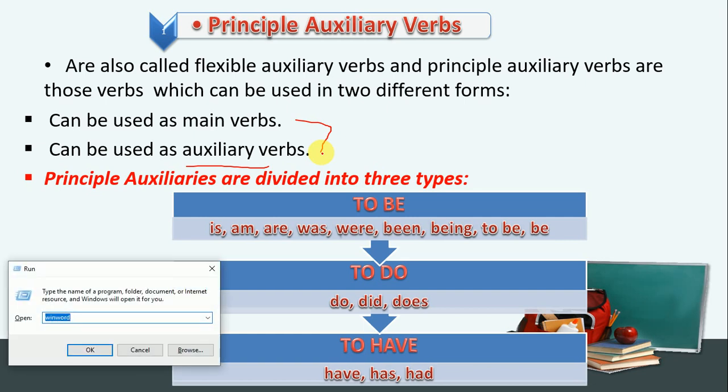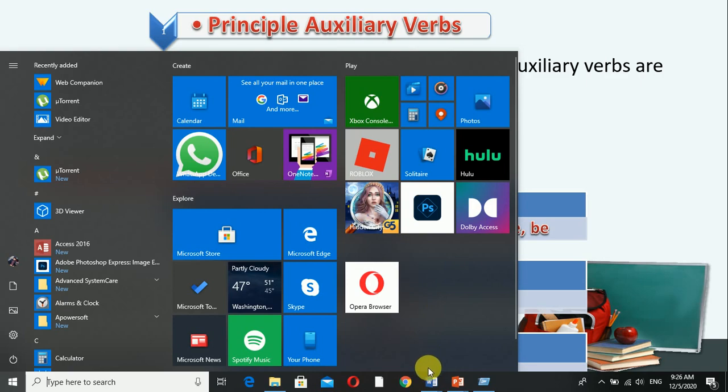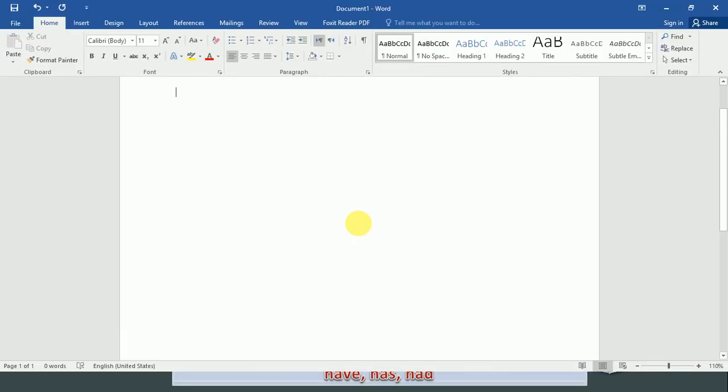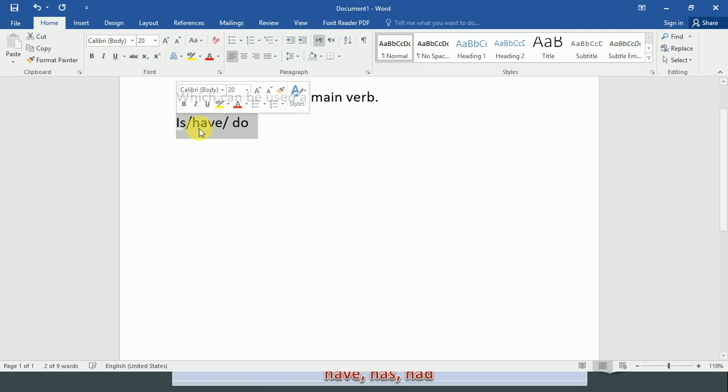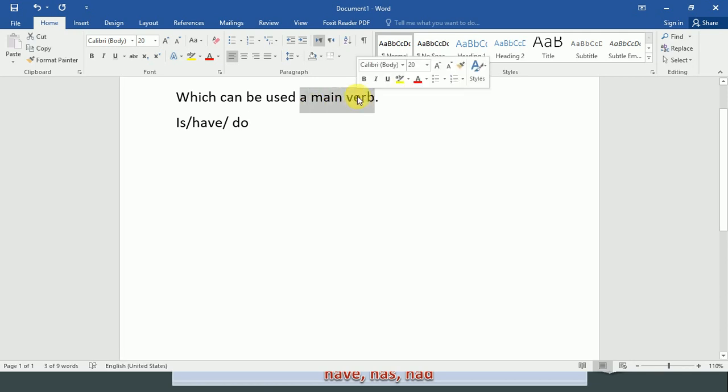For further elaboration, we need to move to the Word file. In the definition, we say that principal auxiliary verbs are those verbs which can be used as a main verb. Principal auxiliary verbs means is, have, and also do. I took one from each of the three categories: is, have or do. These can be used both as a main verb and as an auxiliary verb.